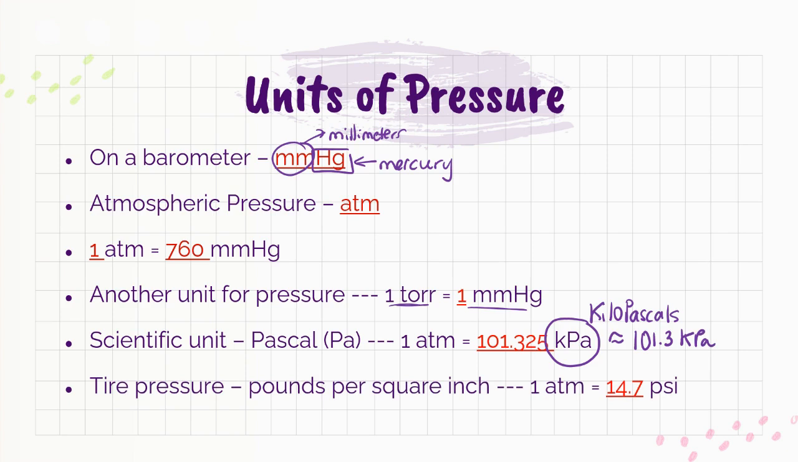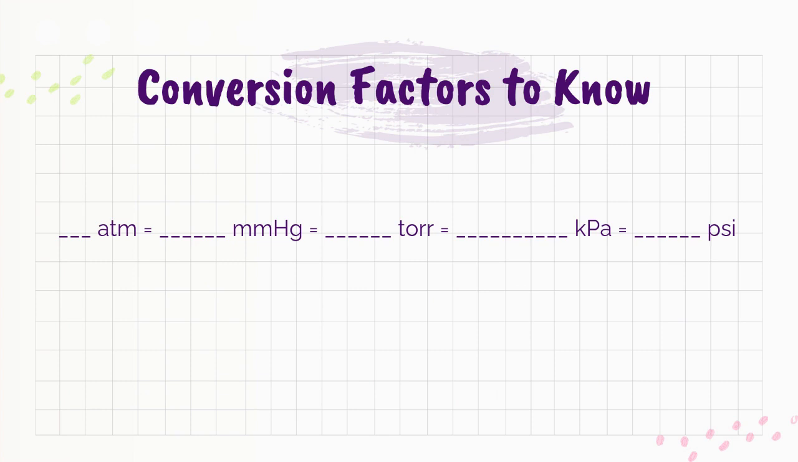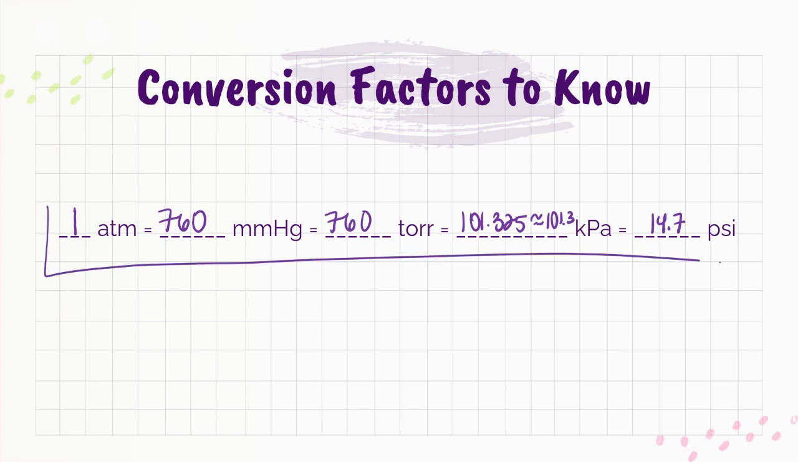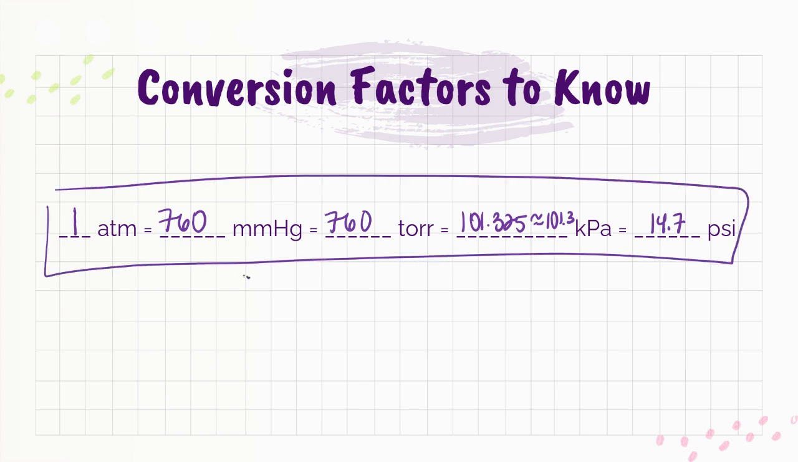And then another unit, like if you have a tire or some of you might scuba dive, like a bike tire, a car tire, they're always measured in pounds per square inch. So PSI, that's a pound per square inch. So 1 ATM is 14.7 PSI. So to put all of these together, we would have 1 ATM, 760 millimeters of mercury, which is also 760 torrs, which is 101.325 or 101.3 kPa and 14.7 psi. So these are conversion factors.